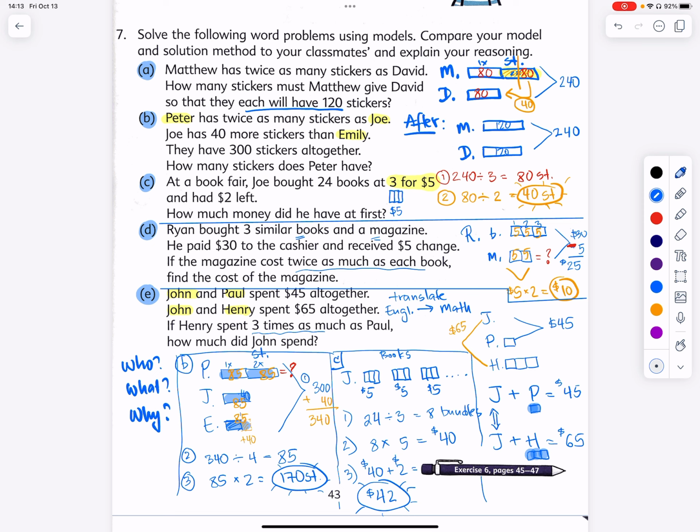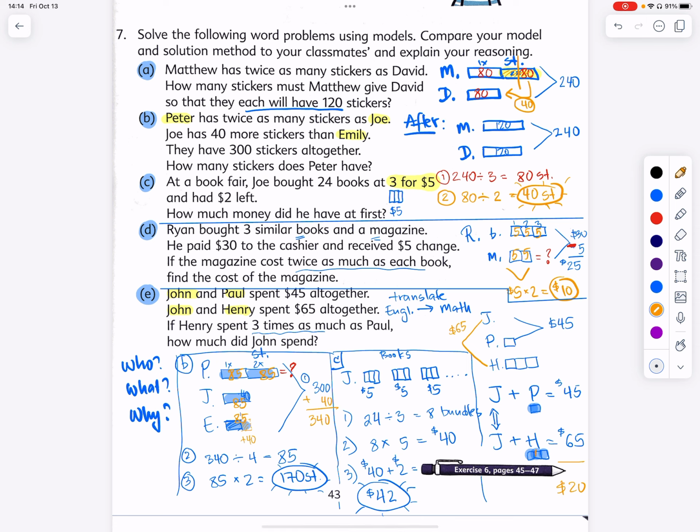So who is creating the difference? John and Paul is 45. John and Henry is 65. The difference is actually $20 more. $20 more. Where do you think this difference is coming from? It's coming from Henry's spending.